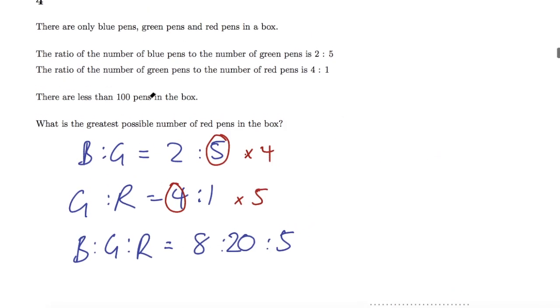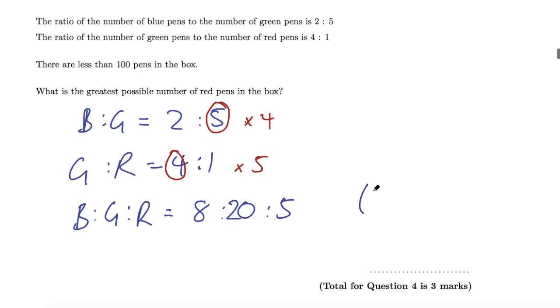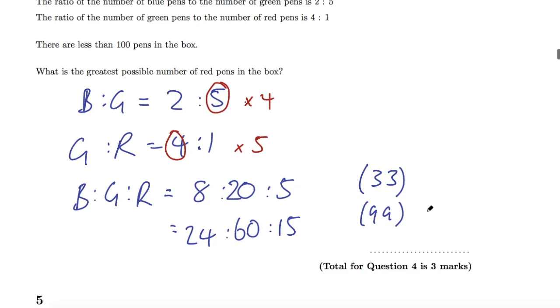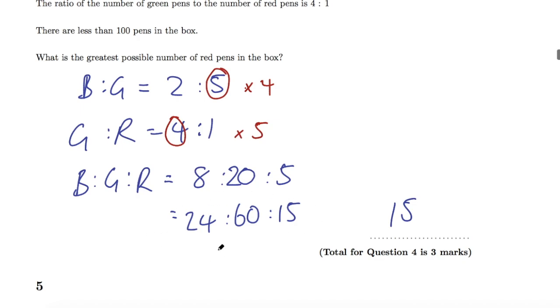Now, the second part of this question says there are less than 100 pens in the box. If we add up this ratio, that gives us a ratio of 33. Now I can multiply that by 3 and still have less than 100 pens in the box. So if I multiply each number in this ratio, that's going to be 24 to 60 to 15, and what this is saying is there were 24 blue pens, 60 green pens, and 15 red pens. So the greatest possible number of red pens in the box, that must be 15, because this is the highest possible ratio that we can have.